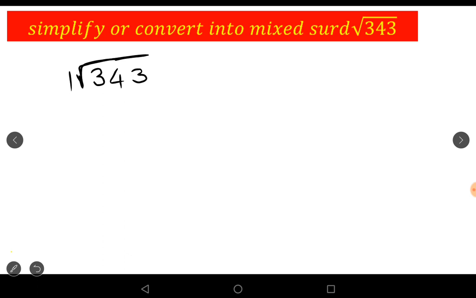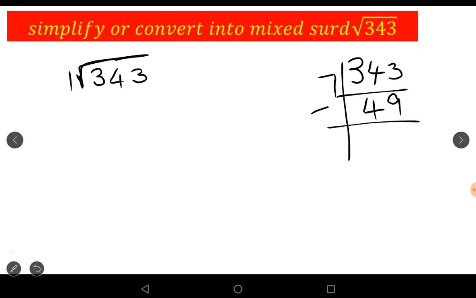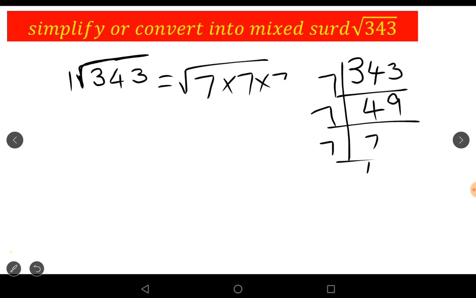First of all, write the prime factorization of 343. 343 is divided by 7: 7 fours are 28, 7 nines are 63, next 7 sevens are 49, 7 ones are 7. So root of 343 equals root of 7 into 7 into 7. Here the given order is 2. So 343 is the product of 7 squared into 7, root of 7 squared into 7.